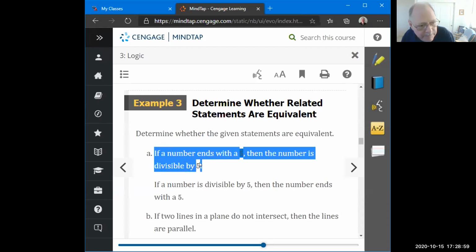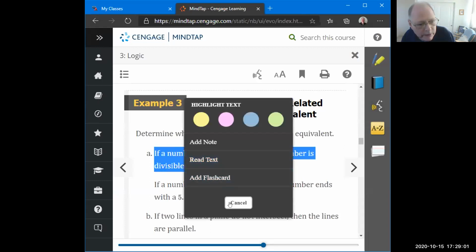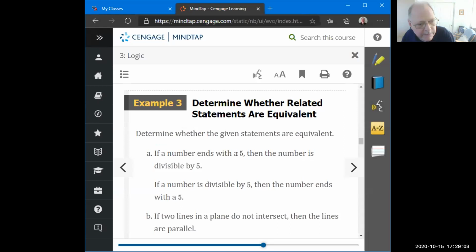See, this one is true. If a number ends with 5, then the number is divisible by 5. Numbers like 25, 35, 45, they're all divisible by 5. But the second statement's false. You can have a number that's divisible by 5 but does not end in a 5. Those are numbers like 10, 20, 30. So the one's true, the other's false. They don't carry the same meaning at all.